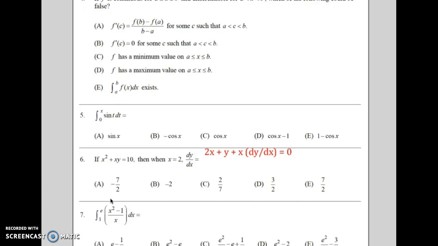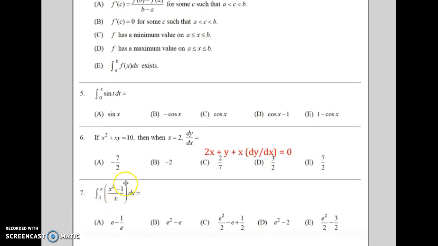There were some questions on 7. What you need to do with 7 is divide each term by x. So x squared over x is x, and then this will be minus 1 over x. So it'll be x minus 1 over x. So the integral of x is x squared over 2, and the integral of negative 1 over x is ln of x. Okay, so you should have x squared over 2 minus ln of x, and then plug in your e and your 1. Sorry, e and 1. Okay.